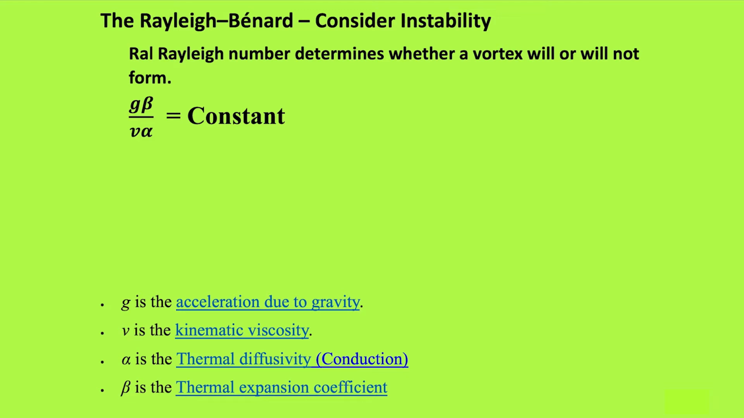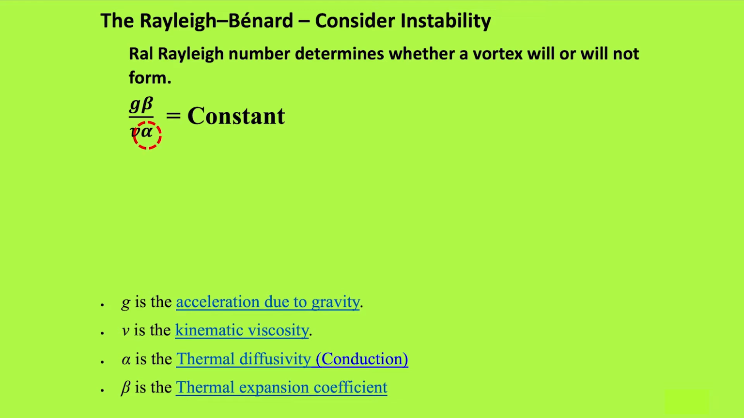When we look at the Rayleigh number, we need to consider instability now caused by humid air and not just temperature. So Rayleigh's number determines whether a vortex will or will not form. And previously we looked at this and said that essentially this block here, which is G, viscosity, conduction, and expansion, is a constant.